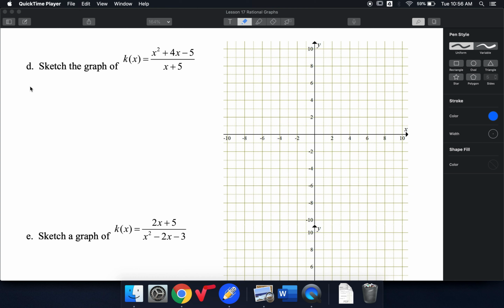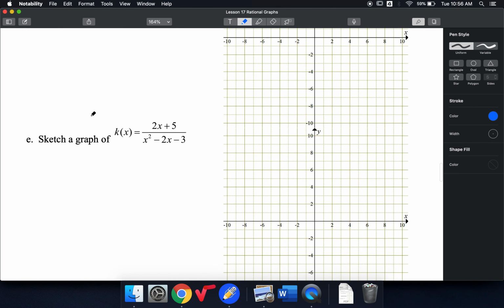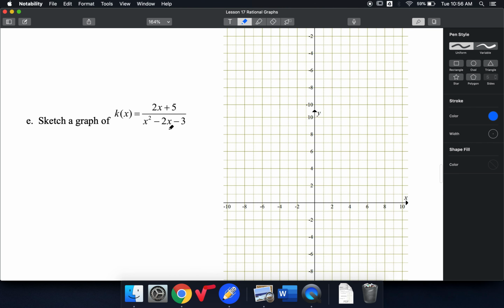Example D here is really similar to example C, so I'm going to leave this to you to do, and make sure that you go in and check the completed solutions to see that your graph matches my graph. So I'm going to skip down here to E because this one looks different.